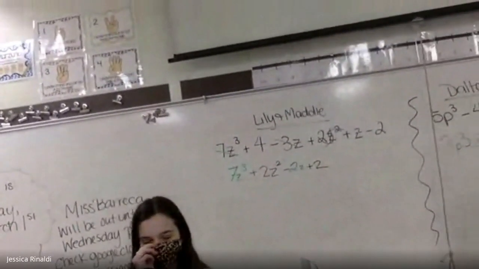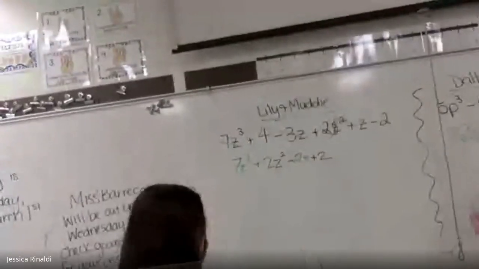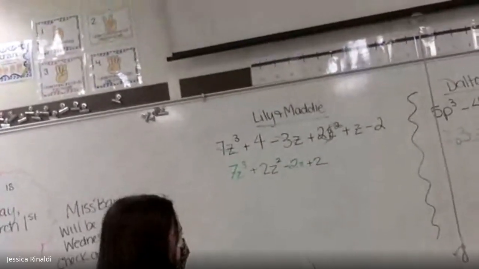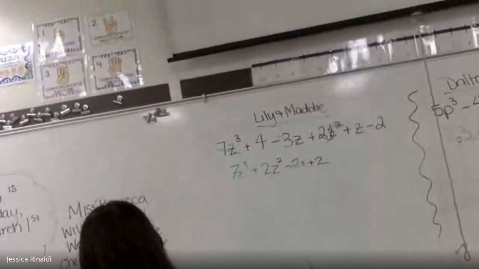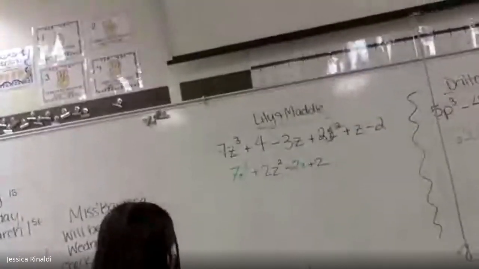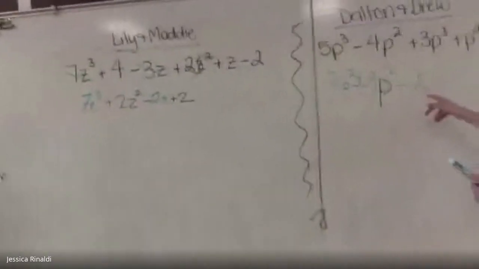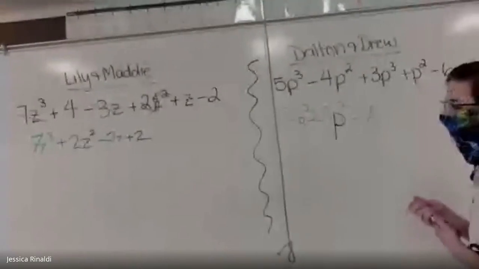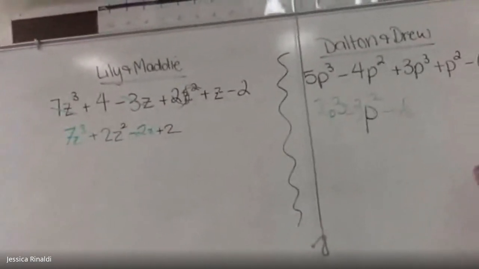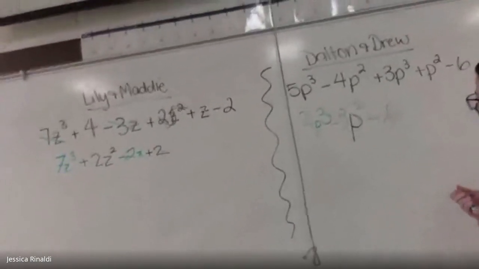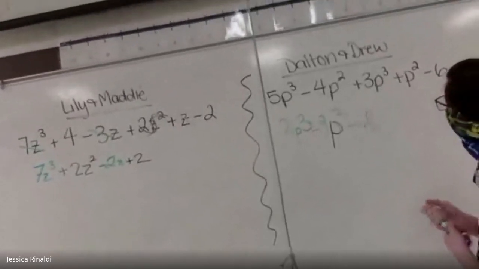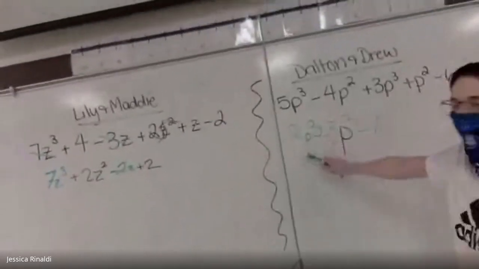Good. You got minus 3z and a plus z. The minus 2z, you did good. And plus 2, good. Dalton and Drew, let's say, I did too quick. That's a 6, by the way. 5p to the third plus 3p to the third. Where's my 5p to the third plus 3p to the third? Wait, it's already 2 pieces. What's 5 plus 3?